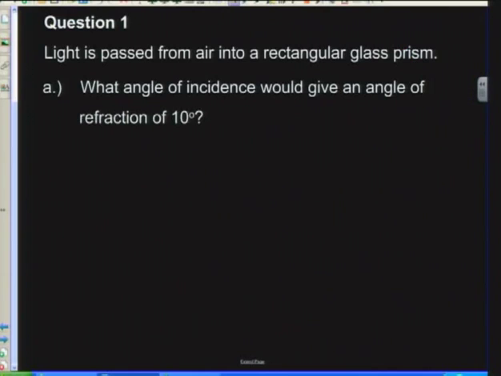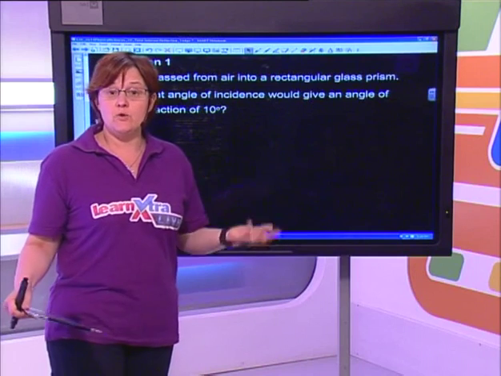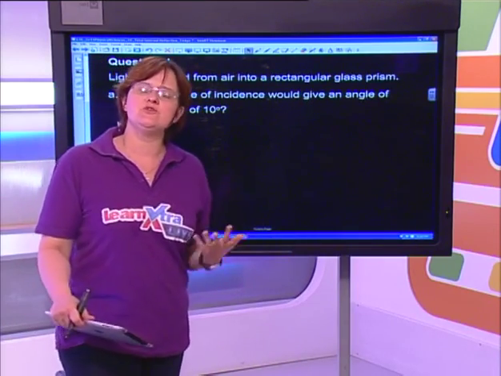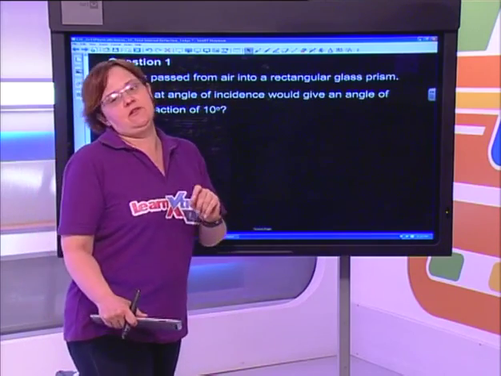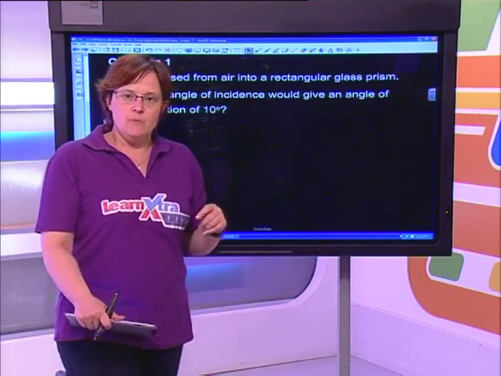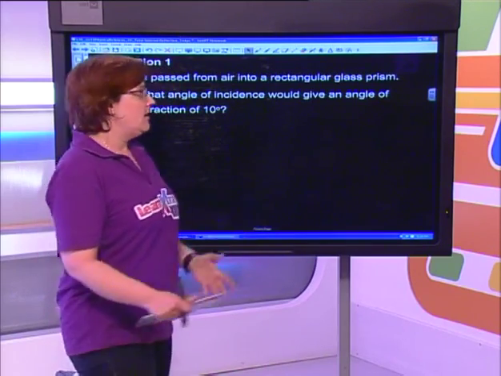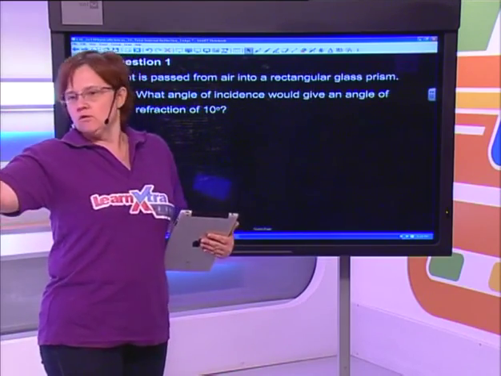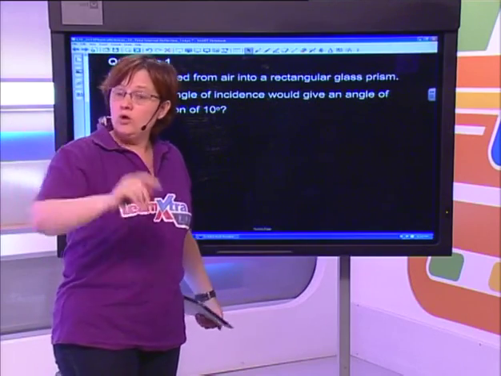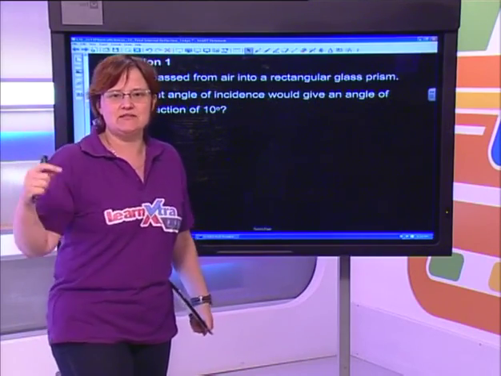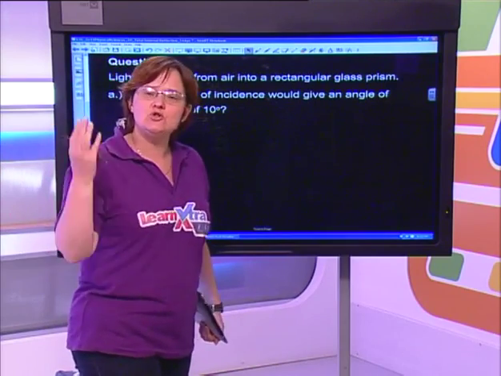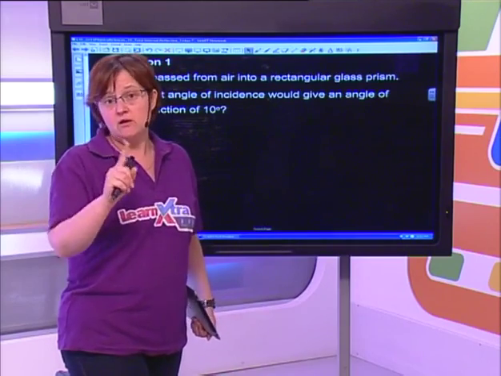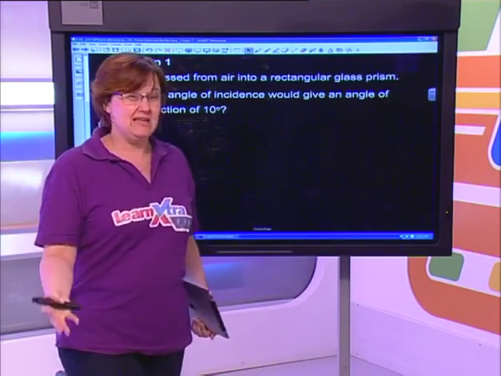Light is passed from air into a rectangular glass prism. Now, in the question, I didn't give you the refractive index because it's actually in the notes if you download them. But in a test or an exam, you've got to be given the refractive index if you're not working it out. So either somewhere in the question, as you'll see in the second question, it states the refractive index, or there has to be a table with the refractive indexes on. You do not need to learn them. The only one you really need to remember is that the refractive index of air is 1. The rest, you should be given.